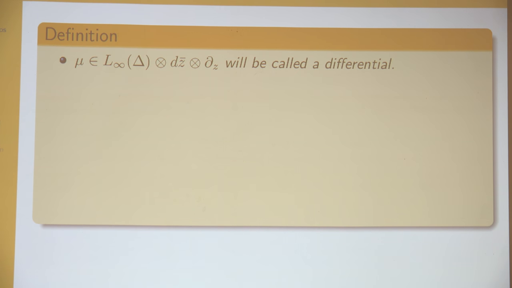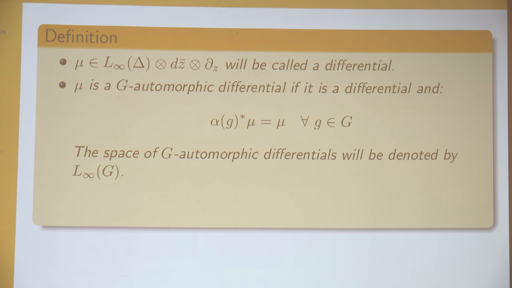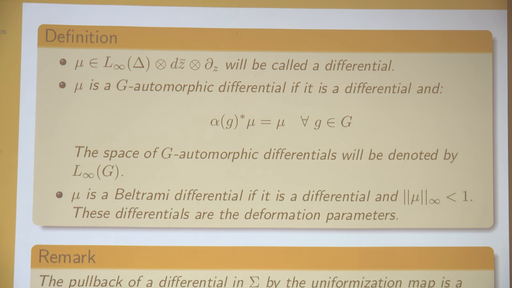Well, an L infinity (1,-1) differential along the talk will be called just a differential. We will say that mu is a G-automorphic differential if it is a differential and it is invariant under translations of the Fuchsian representation. And we will denote the space of all those differentials L infinity G. And we will say that mu is a Beltrami differential if its supremum norm is strictly less than 1. And these are the important guys because these will be our deformation parameters. And just a remark, the pullback of a differential on the curve lifts to the disk as a G-automorphic differential in the Poincaré disk.